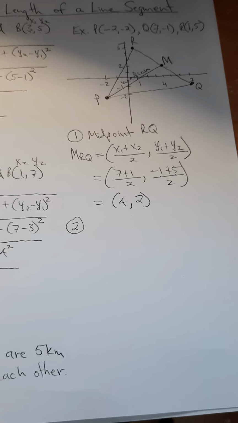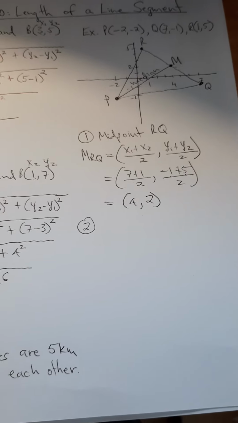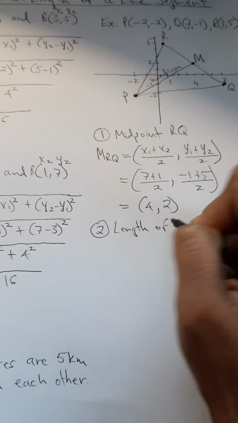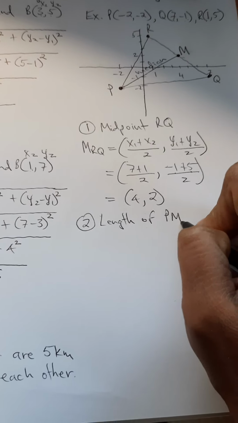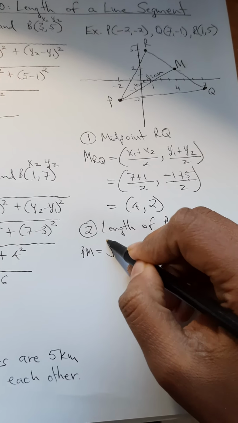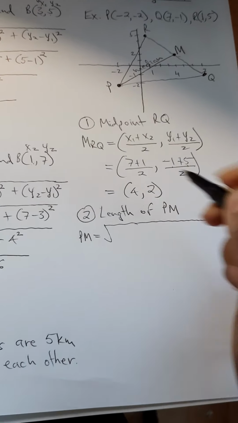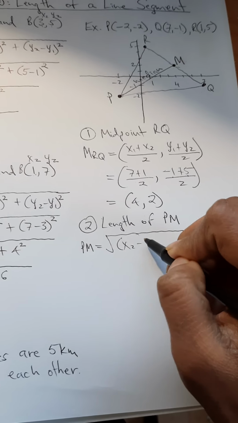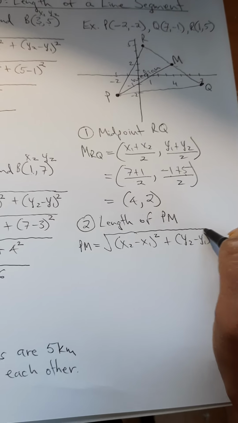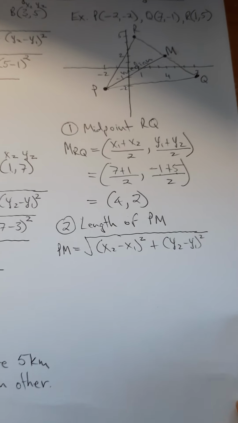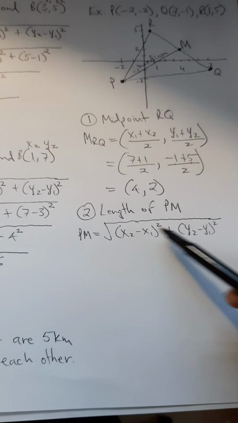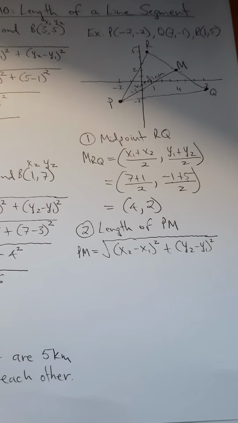So let's substitute that in. Let's write length. So the length of PM. We'll write PM equals, and then you're doing the square root. Again, let's write the equation out: x2 minus x1 squared plus y2 minus y1 squared. Make sure also when you're memorizing the formula that you are memorizing it like this. You're actually adding. It's a plus sign in between the two squared values here.